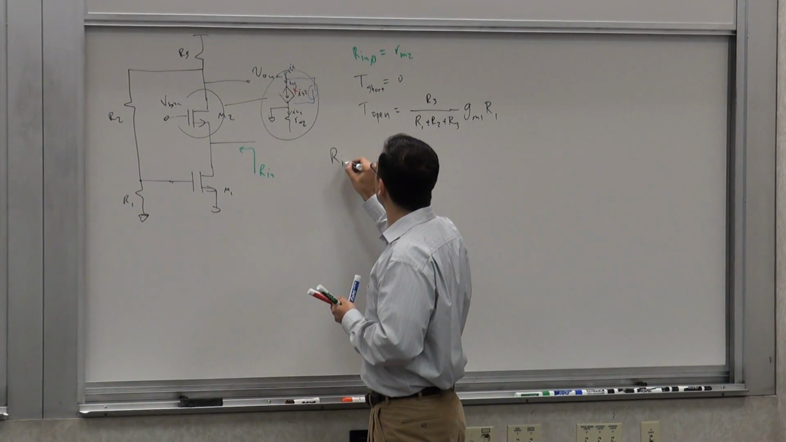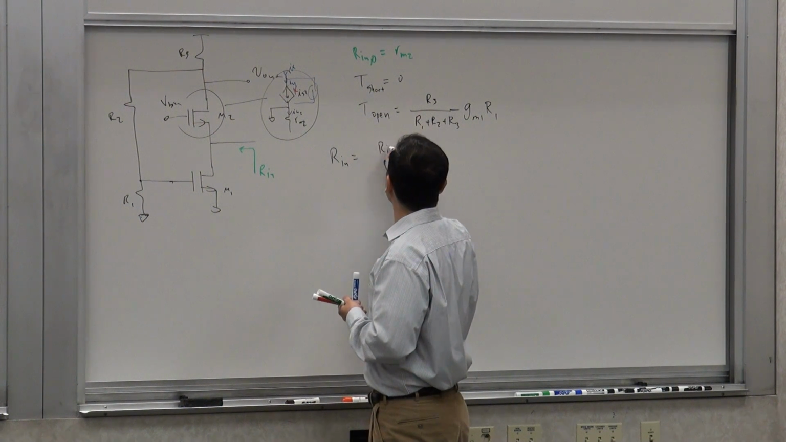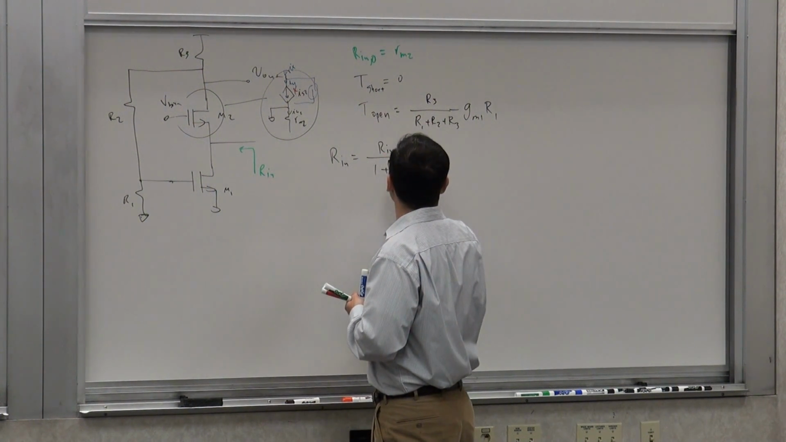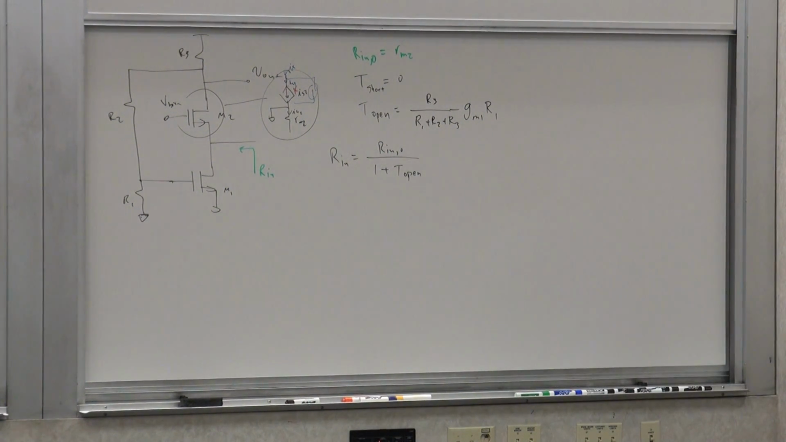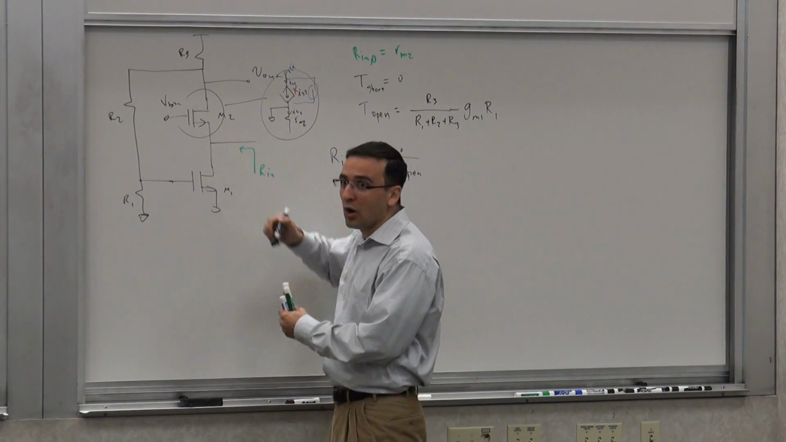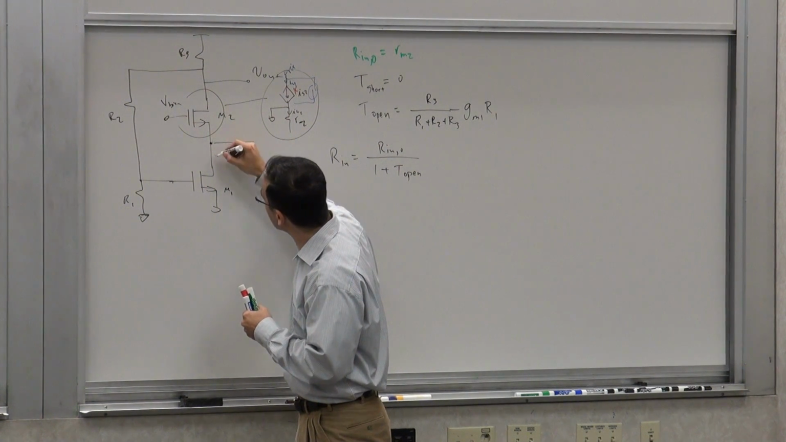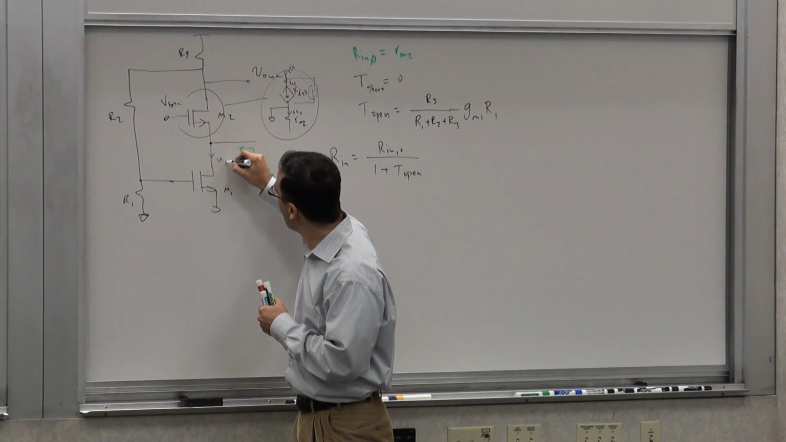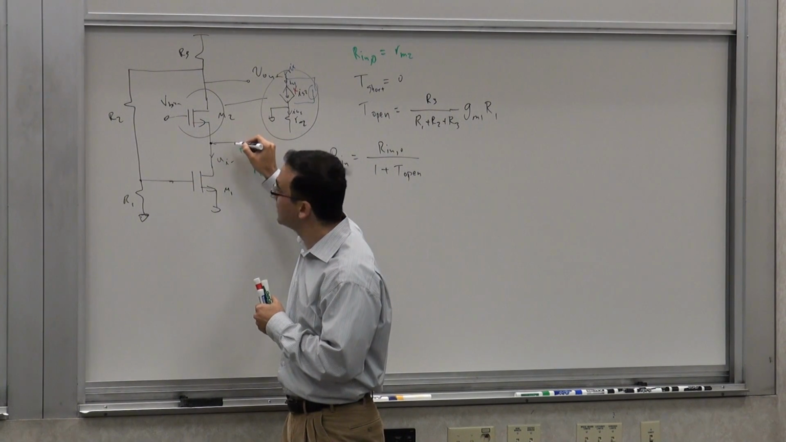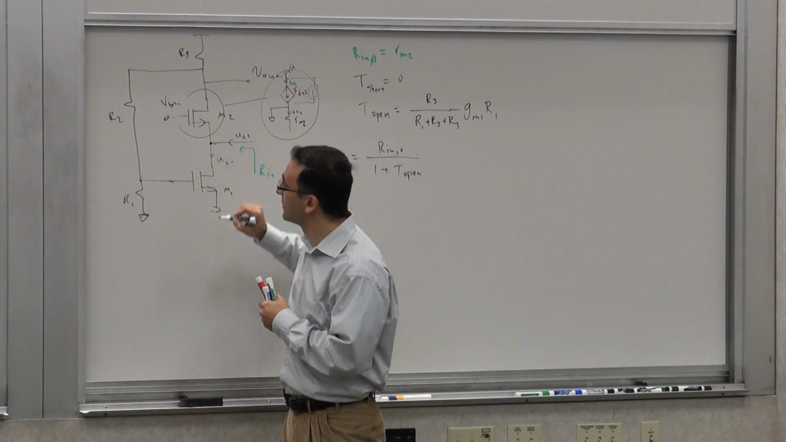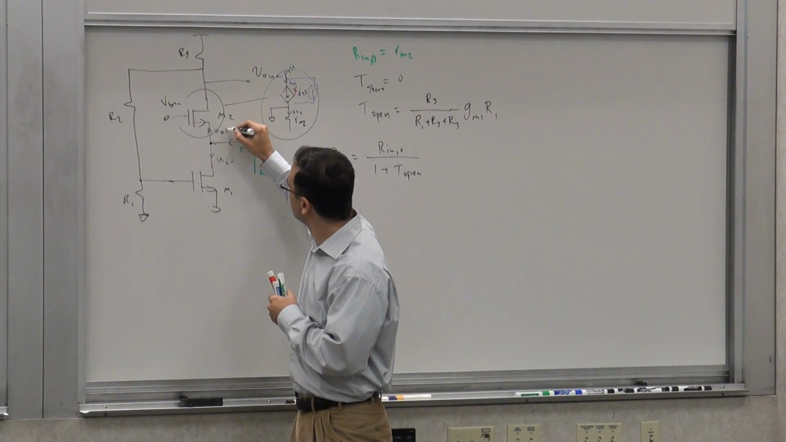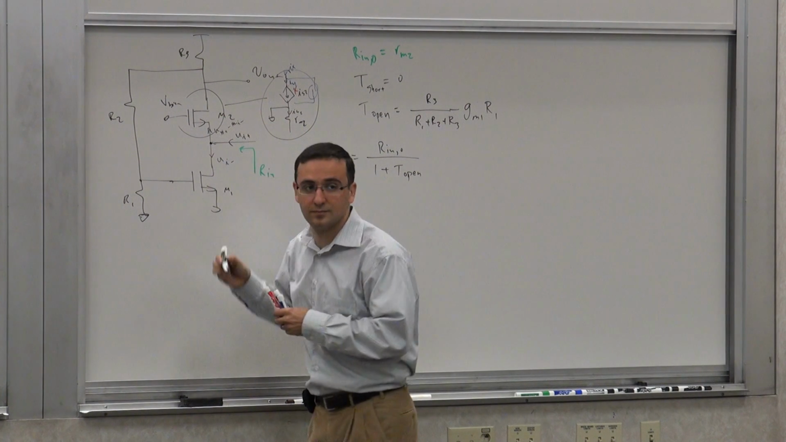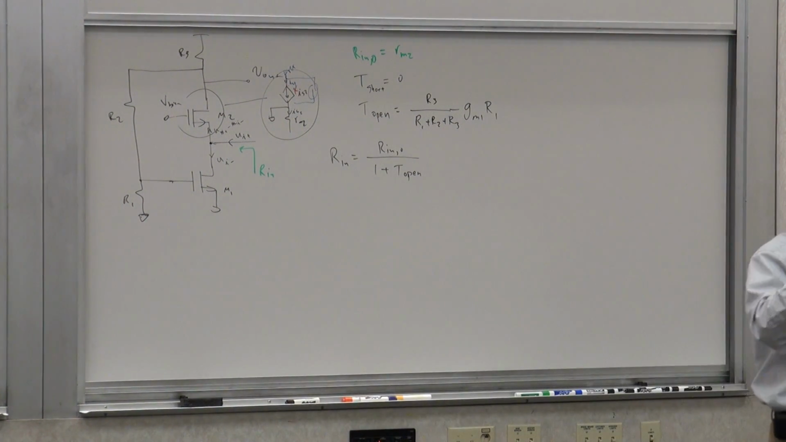So R in is basically R in 0 divided by 1 plus T open. And these are the parameters. So it's lowering the impedance. It's shunt at the input. And it's a pure shunt. And you can see this is the summing node where the subtraction or addition is happening. This is the feedback current, right? This is UI minus. This is UI plus. And this is the difference, UI plus minus UI minus.